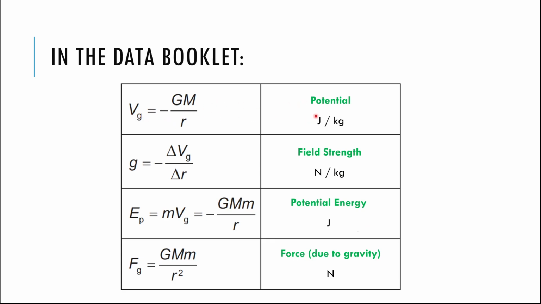Remember, V is going to be potential, so that's our joules per kilogram. Thinking about the units for these will really help you make a distinction. So this will give me that potential in joules per kilogram. This will give me field strength. Remember, that's newtons per kilogram. Now this will give me potential energy, which is just joules, and this will give me the force due to gravity. That's good old Fg. That'll give me newtons. So think about how they're different, right?